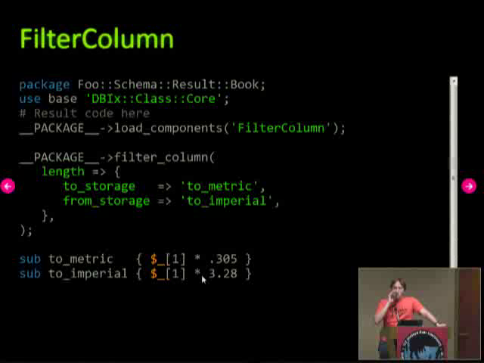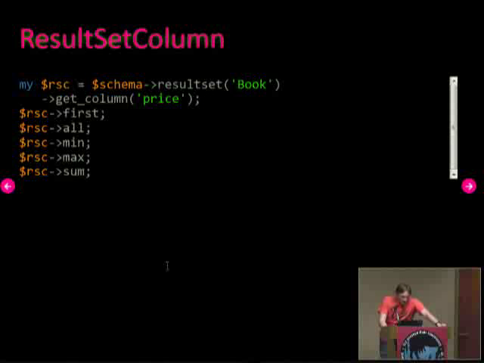Filter column, we actually wrote that, my company, for unit conversion. So you might want to store everything in imperial or hopefully metric and then show everything in the application as, you know, the other. So here we've made methods that convert from one to the other. You don't have to use actual methods. You could use a code ref here, but the idea is you can override it if you use an actual method name. And there's plenty of documentation on that.